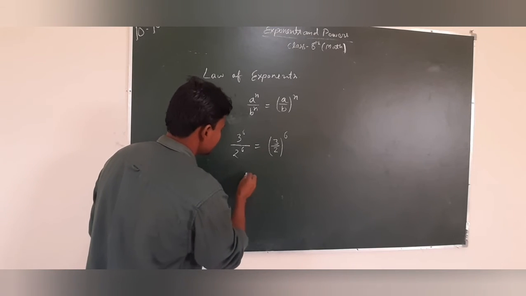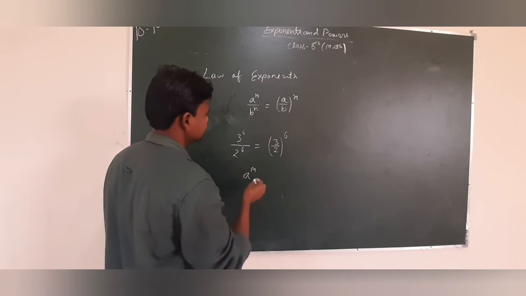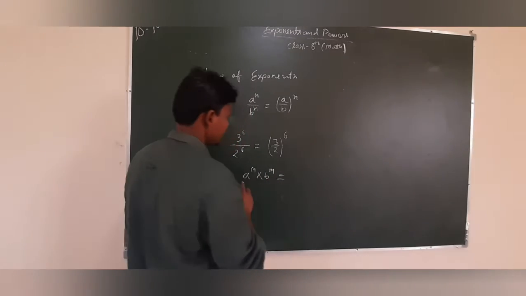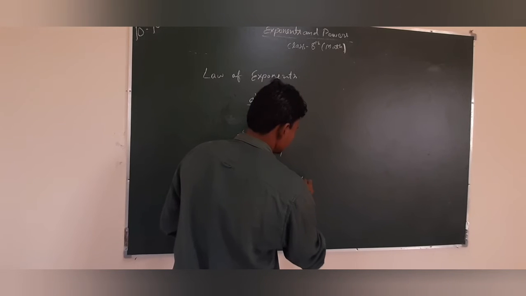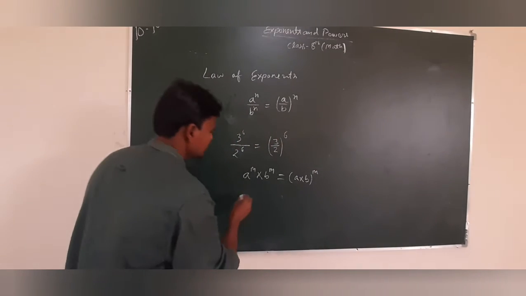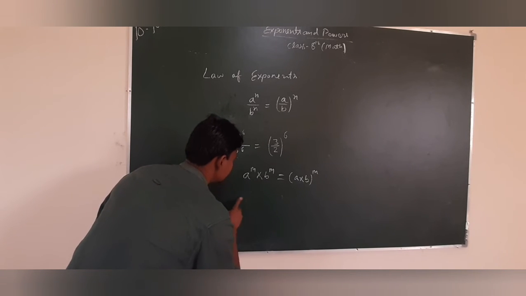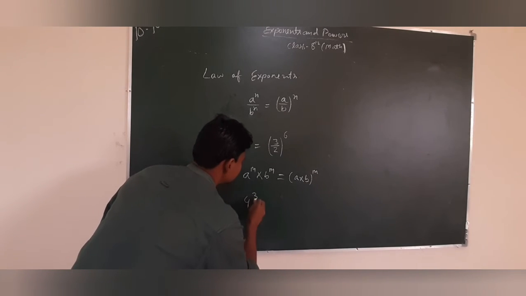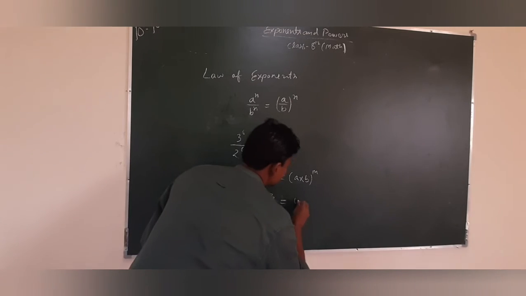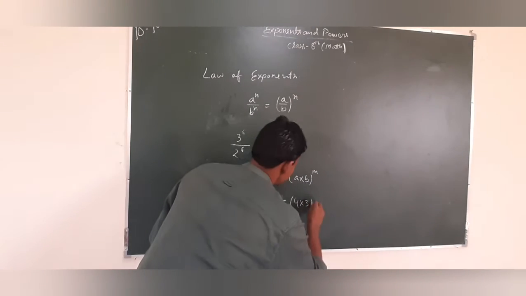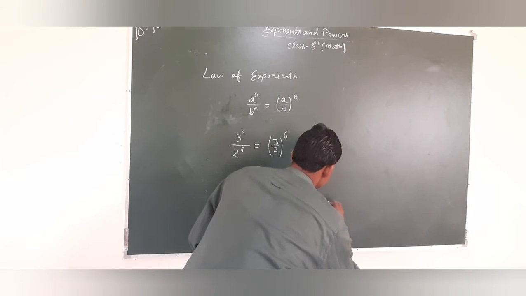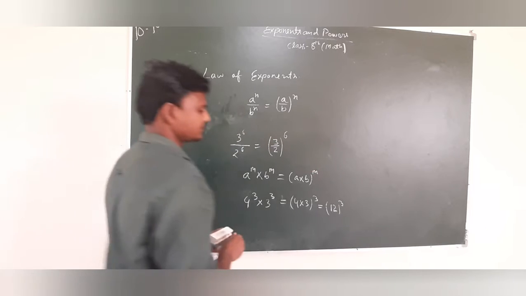If a to the power m into b to the power m, we can write a into b to the power m. Example, 4 to the power 3 into 3 to the power 3, we can write 4 into 3 to the power 3, that means 12 to the power 3.